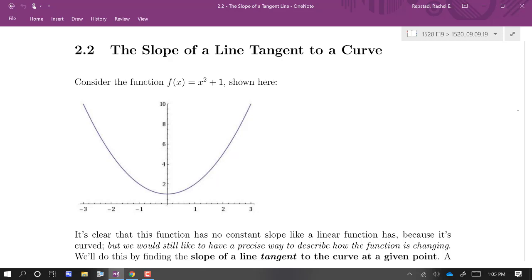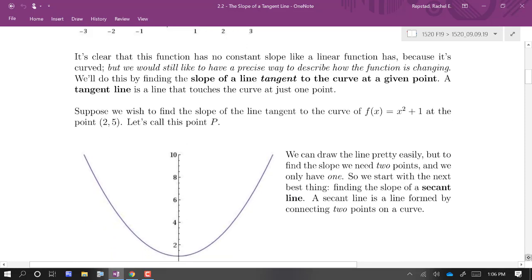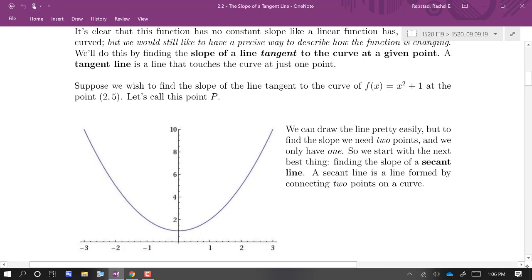And then we have a function kind of like this, and the way it changes: first it's decreasing, then it levels off, and then it's increasing. What we want to do is figure out a way to describe that mathematically. We're going to do this by describing how it changes at a particular point. There's nothing special about it, but we'll pick the point (2, 5). If x is 2, then y is 5 in this function, and here's that point on the graph.